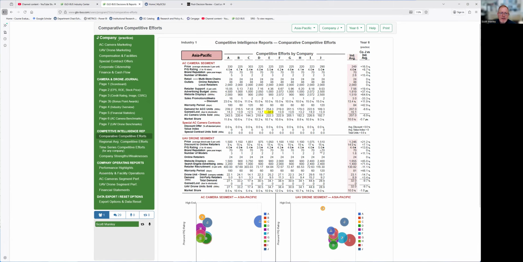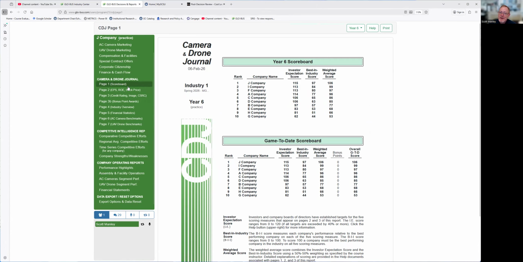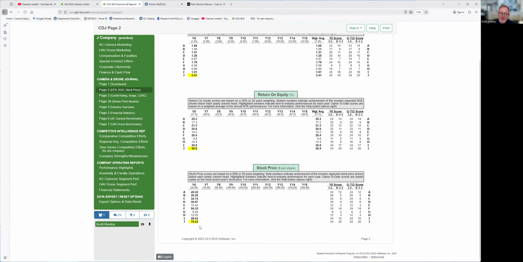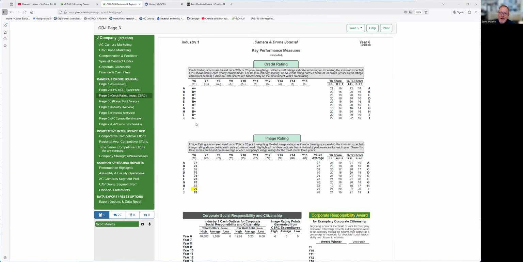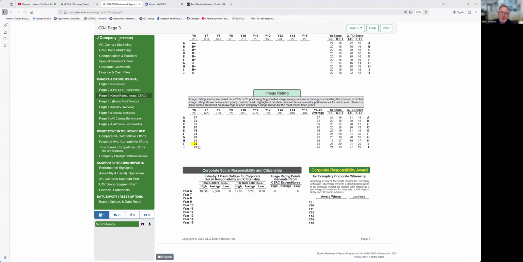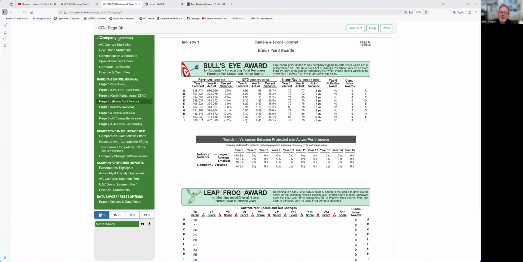Having assessed the results, the question now becomes, what do I do with this? I did not achieve my desired strategy, but I still had a pretty darn good outcome. In fact, if you'll look, my earnings per share, my return on equity, and my stock price were all best in the industry. My credit rating was tied for the best in the industry. My image rating was well above the investors' expectations. I didn't get any bonus points because I missed my earnings per share projection pretty badly, but I was pretty close on my revenue projection.